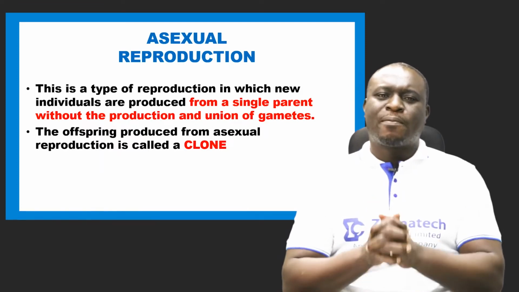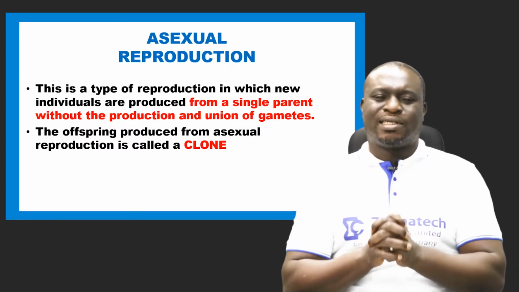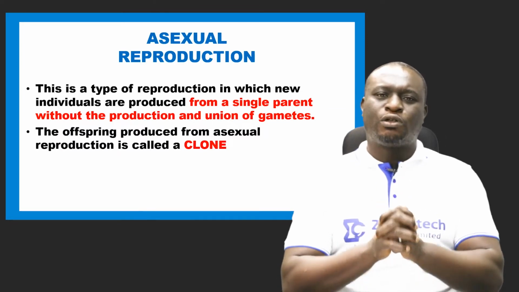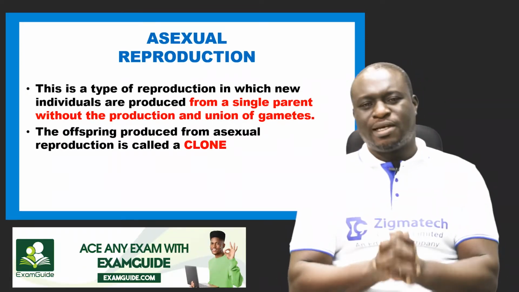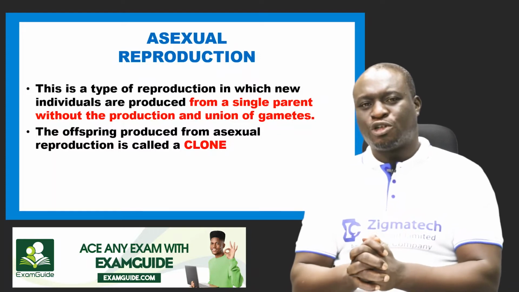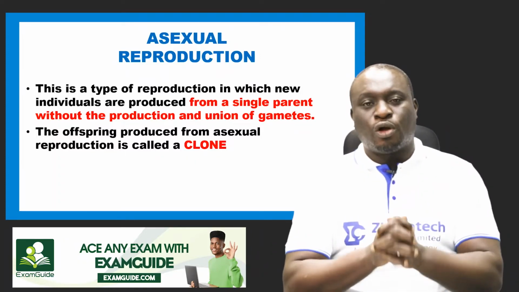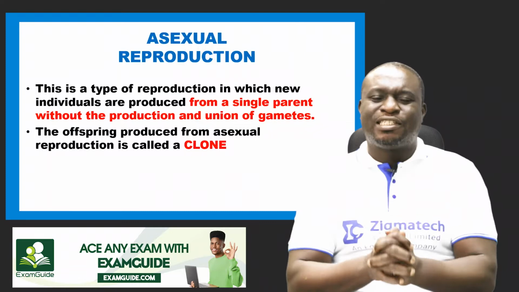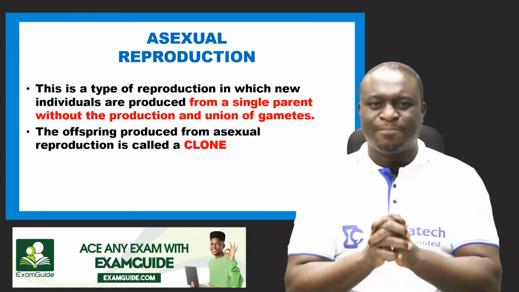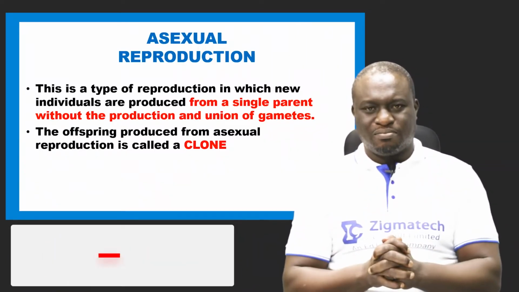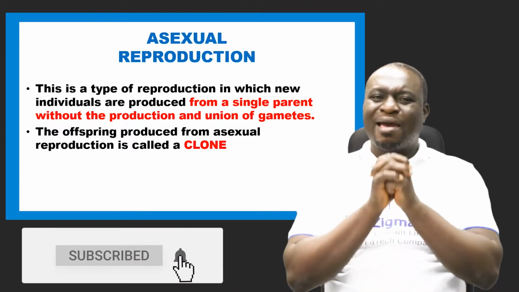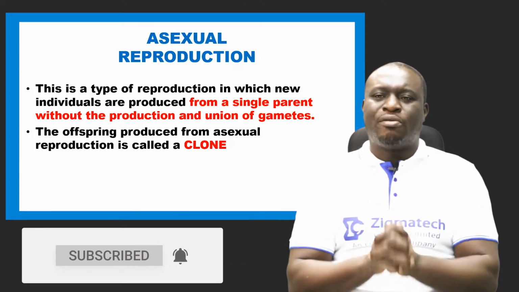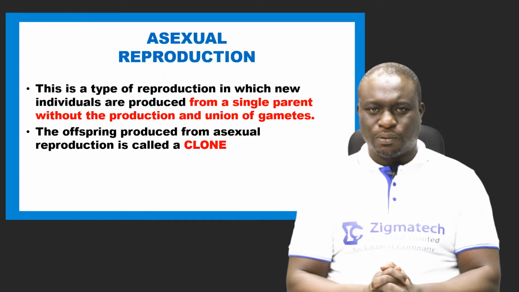Now, the offspring produced during asexual reproduction are called clones. It simply means that in asexual reproduction, the resulting offspring are identical in every respect to their parent organism. Identical in every respect to their parent organism. That is a clone, okay?